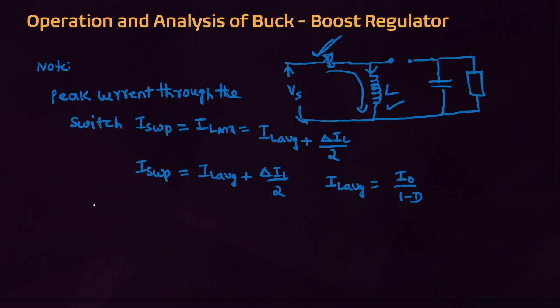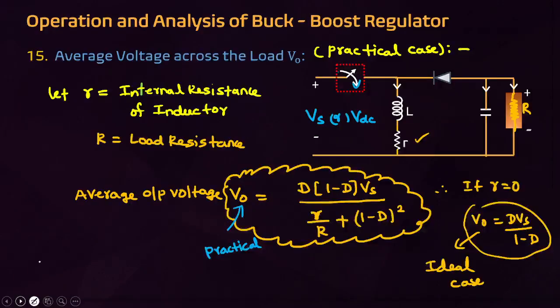Then what is the peak current through the switch? Peak current through the switch is nothing but a maximum inductor current. That is IL average plus delta IL by 2. Peak current through the switch equal to IL average plus delta IL by 2.